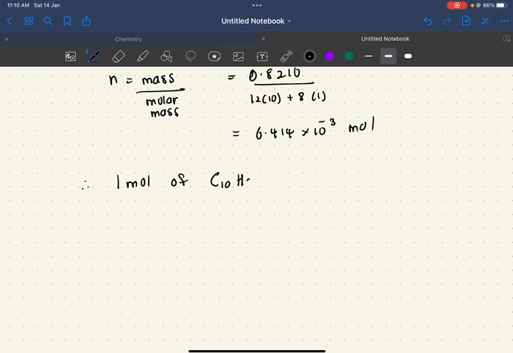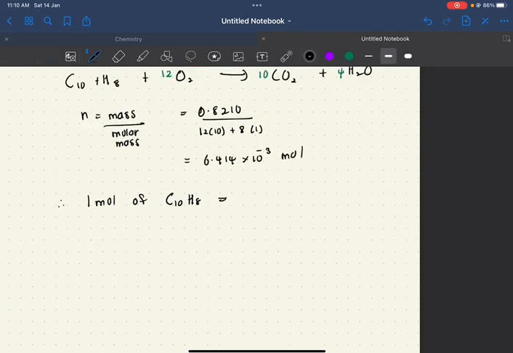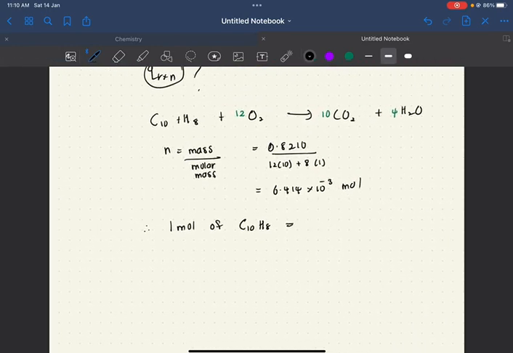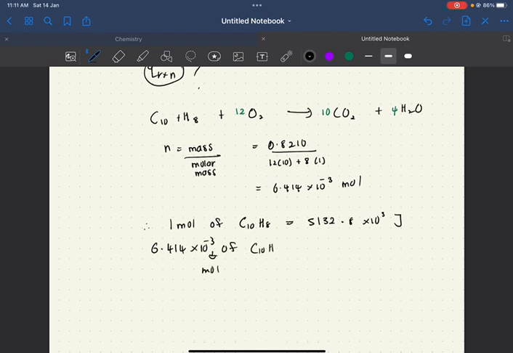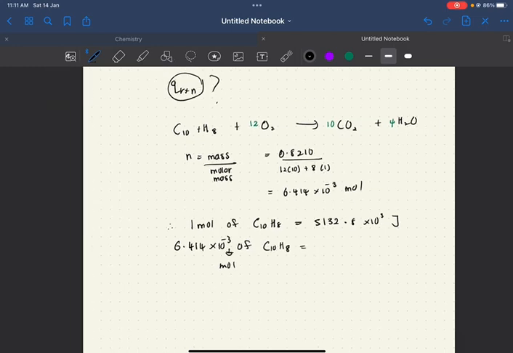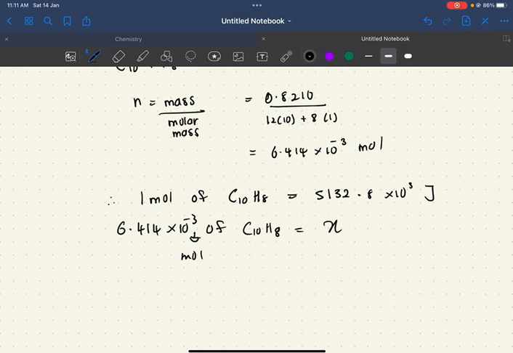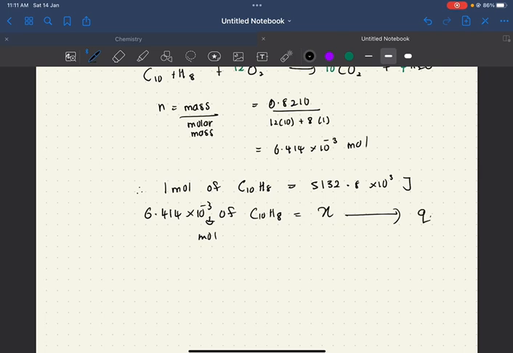naphthalene, the heat release, the heat of combustion is 5132.8 kilojoule, and the 6.144 times 10 to the power of negative 3 mole of naphthalene, the heat of combustion is, we need to know, which is the Q reaction.